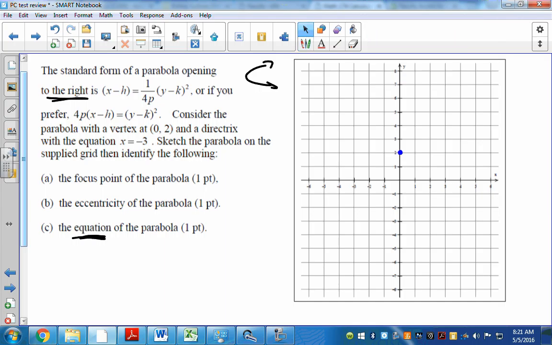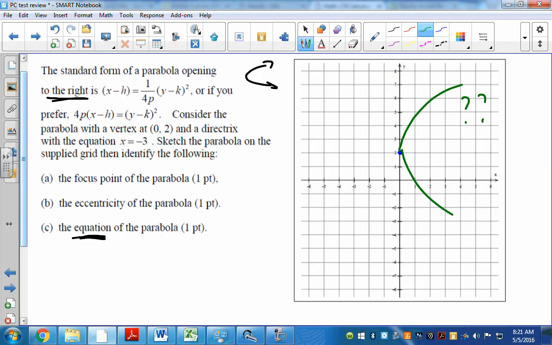Now at this stage, the best we can do is we know the parabola is doing something like that, but we don't know exactly how it bends yet. But we do know that's the vertex. Okay. What else do we know?